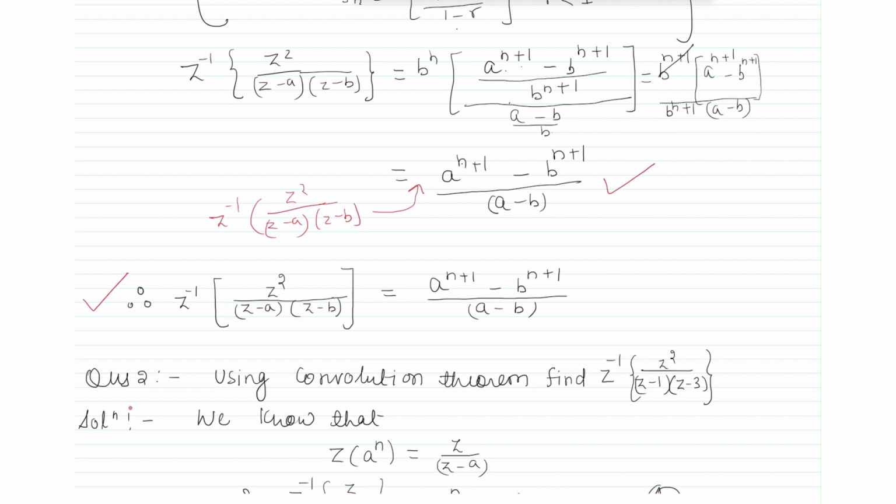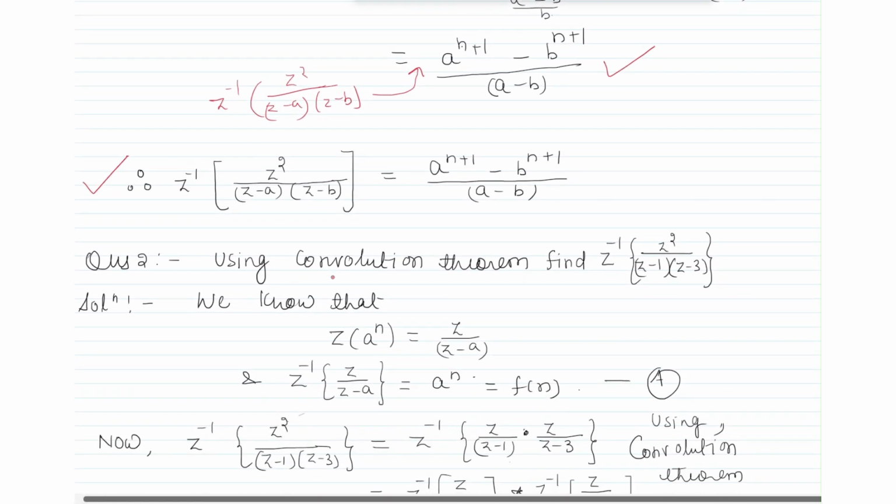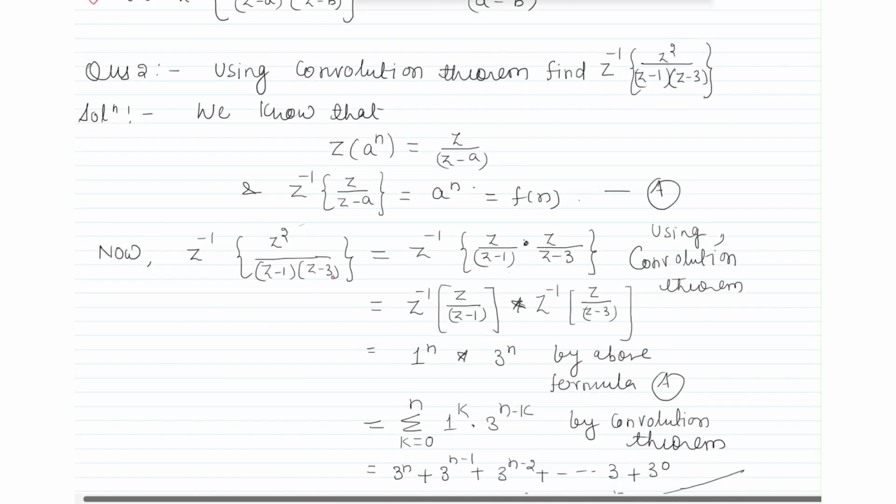In this way we can use the convolution theorem in a question in which we have the product of two sequences. The product of two sequences means that in this question the first sequence is z upon z minus a and the other sequence is z upon z minus b. The same concept we will use in another question. So now I am showing another question. See this question number 2 now.